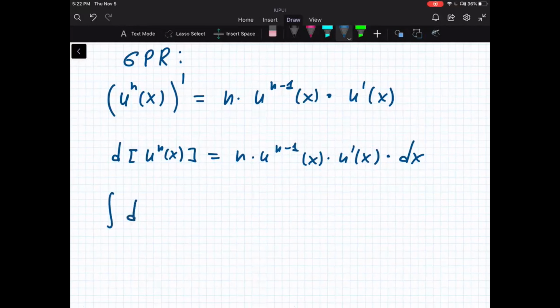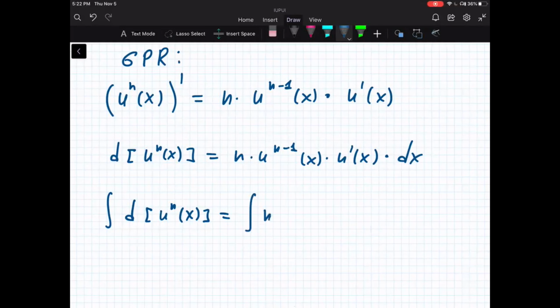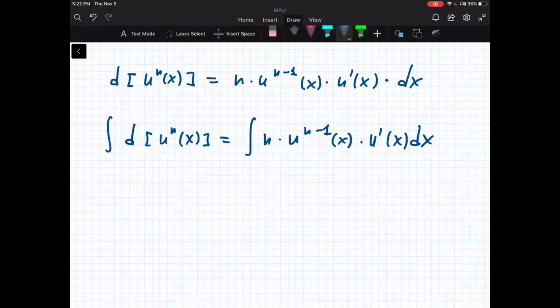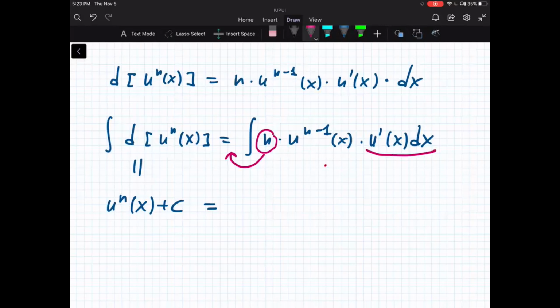Let's integrate it, so apply the integral to both sides. I get the integral of d of u to the power n of x is equal to the integral of n times u^(n-1) of x times u prime of x dx. But as we discussed, the integral of a differential is the same as the function itself plus some constant, u to the power n of x plus some constant. And on the right-hand side, n is just a constant, and as we discussed, I can put it in front of the integral, while this term is actually du, right?